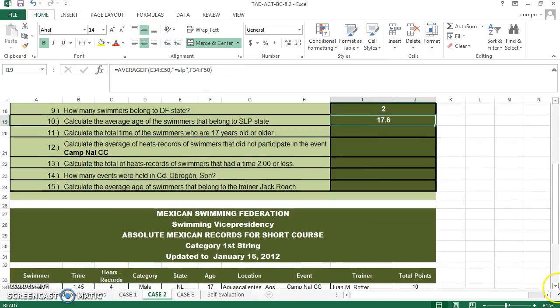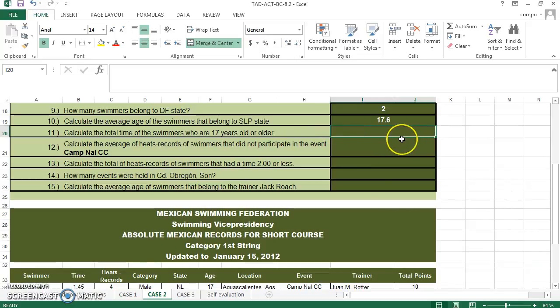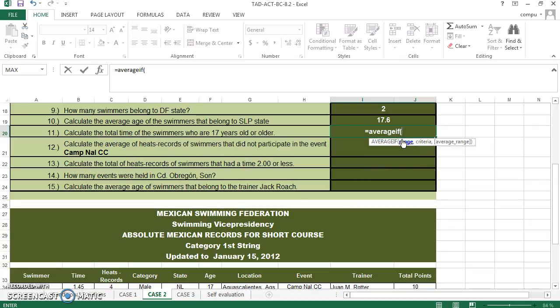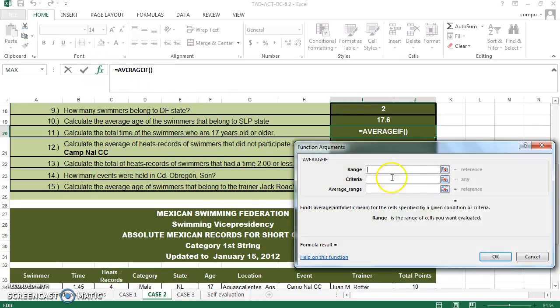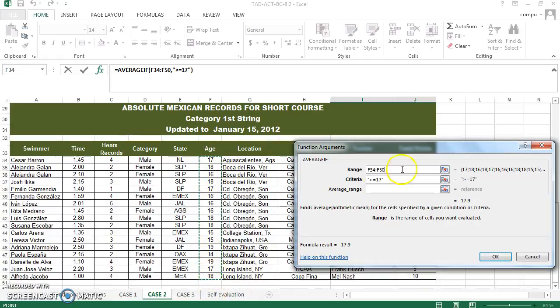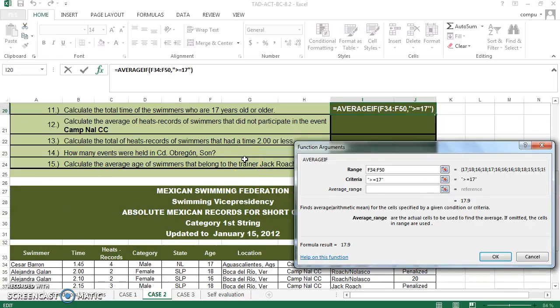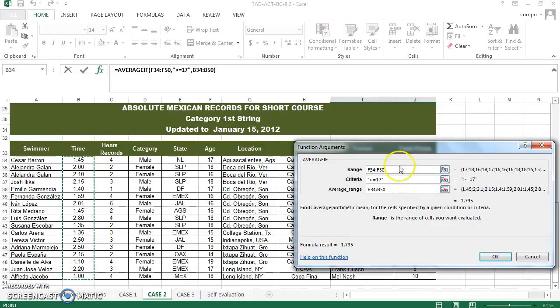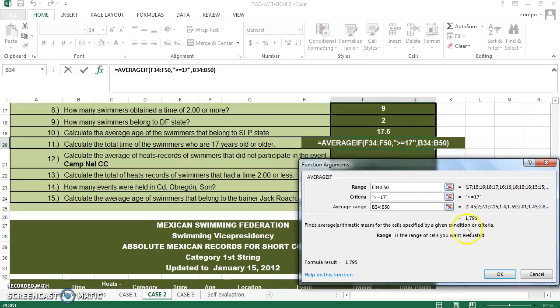Calculate the total time of the swimmers who are 17 years or older. So equals to AVERAGEIF, open parenthesis, and then my criteria is only the ones who are 17 years old or older, so it should be greater than or equal to 17. Age is located on column F, and they want us to get the total time of the swimmers on column B. And the answer is going to be 1.795.